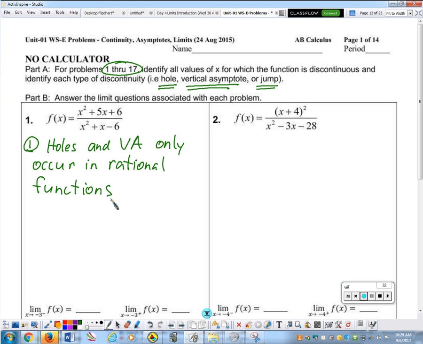Rational just means the function is a ratio. It's a formula that has a top and a bottom. This is a rational function, so it could have a hole and or a vertical asymptote. If there's no bottom, you can't have a hole or a vertical asymptote. That's all that we mean by rational function. Follow-up questions on that? Okay, next thing to memorize.